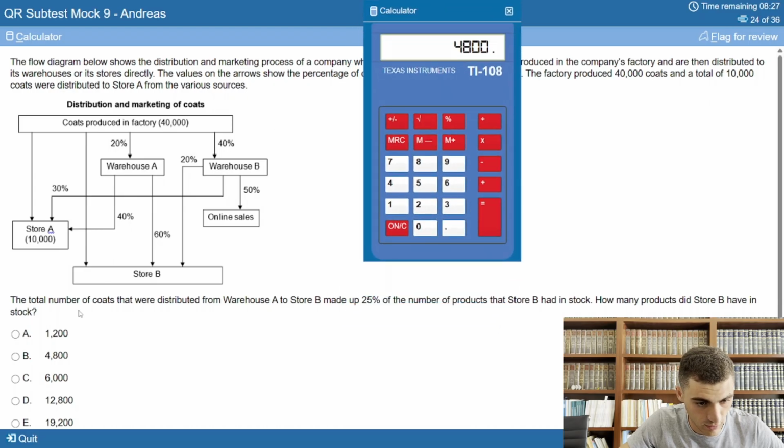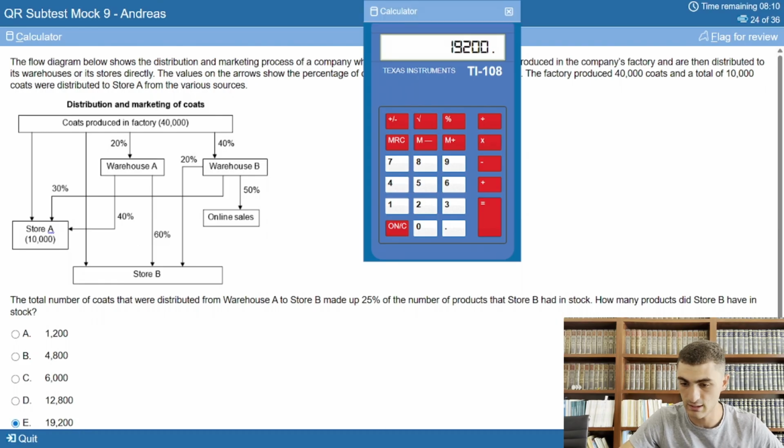So 4,800 codes were distributed from warehouse A to store B and made up 25% of the number of products that store B had in stock. So how many products did store B have in stock? Okay, so it's 4 times that, so it's 19,200.